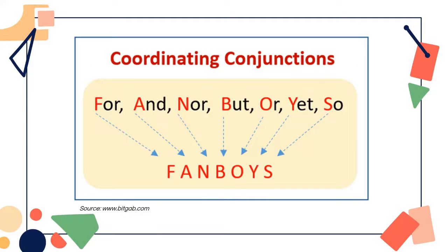So in this section, let's talk about the types of conjunctions. The first one is coordinating conjunctions. They are the conjunctions that are used to connect parallel clauses, or in other words, to connect independent clause and independent clause. And to remember that easily, we can use FANBOYS, that stands for for, and, nor, but, or, yet, and so.